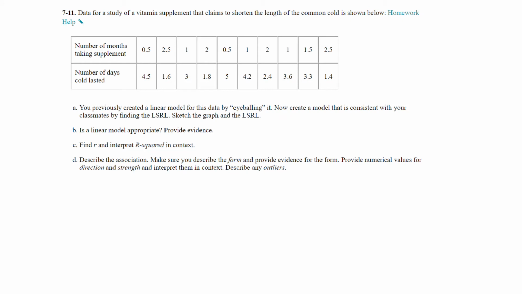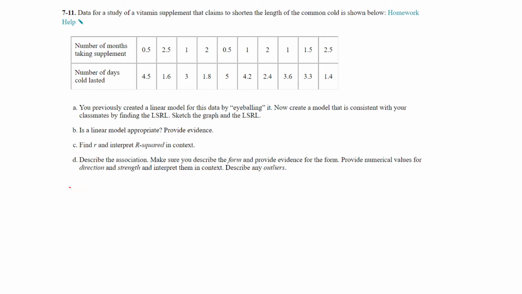Question 11. Data for a study of a vitamin supplement that claims to shorten the length of a common cold is shown below. So you have the number of months taken the supplement and the number of days the cold lasted. And we had looked at this problem previously as well. You previously created a linear model for this data by eyeballing it. Now create a model that is consistent with your classmates by finding the LSRL. Sketch the graph and the LSRL.